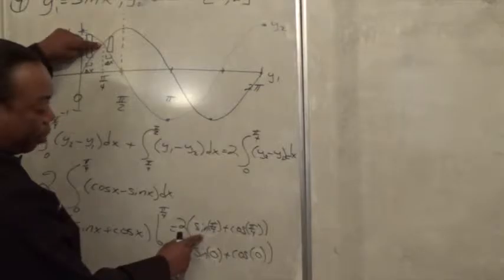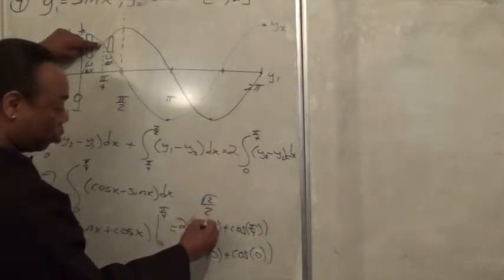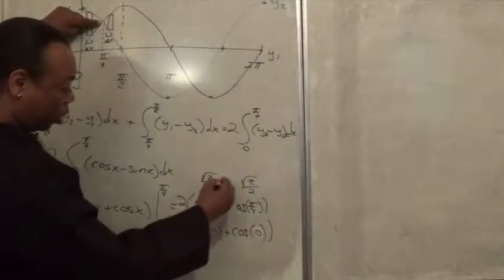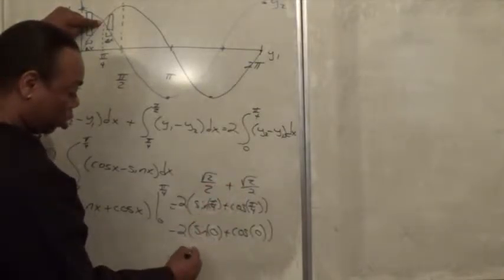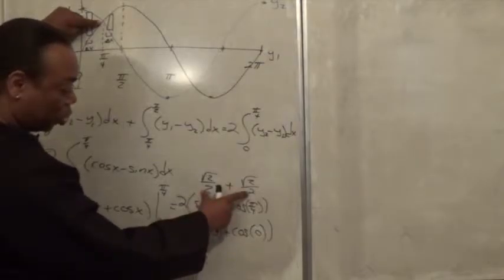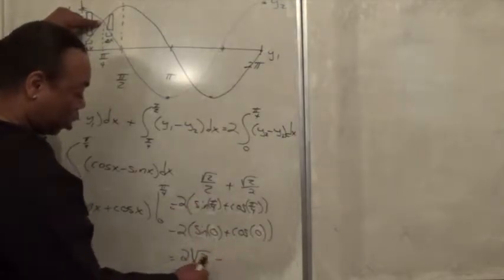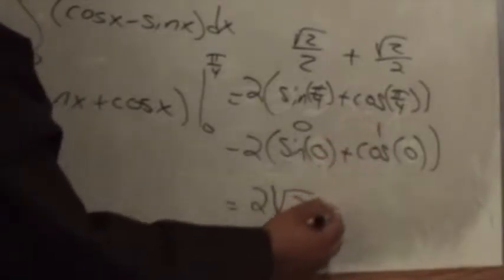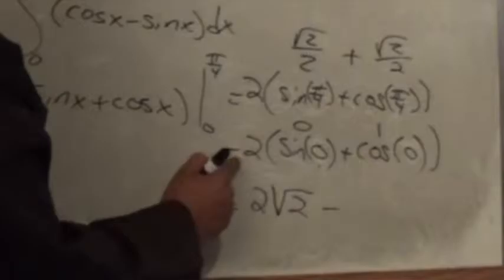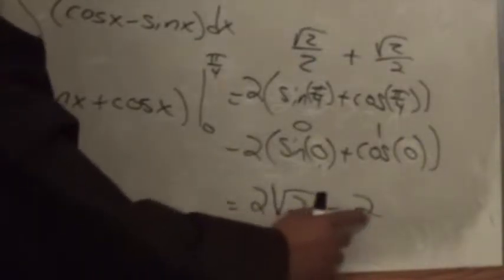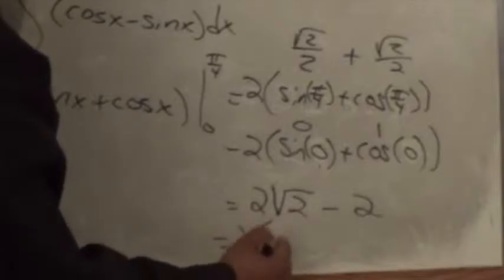Okay, so sine of pi fourths is going to be the square root of 2 over 2, and the cosine of pi fourths is also going to be the square root of 2 over 2. When we add these, you get square root of 2. Minus, the sine of 0 is 0. The cosine of 0 is 1. So this will be minus 2 times 1, which is 2. Okay, so the area will be 2 times square root of 2 minus 2. Or we can factor out the 2 and have the answer square root of 2 minus 1. Both of these are acceptable answers.